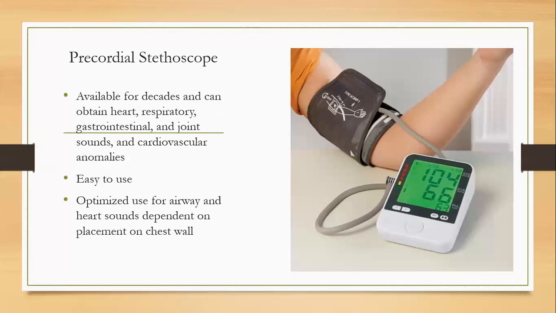It too has the advantage of being easy to use, safe, and non-invasive, and to optimize its use for airway and heart sounds, we have to depend on how well we place it on the chest wall. Now to do that, we create an imaginary triangle on the patient. The base of the triangle is the line between the patient's nipples, and the apex is formed by the remaining sides joining the nipple to the precordial notch, just at the junction of the neck and the chest.